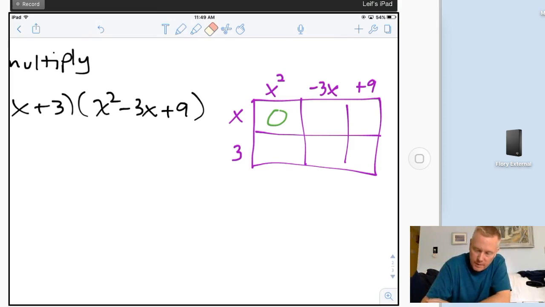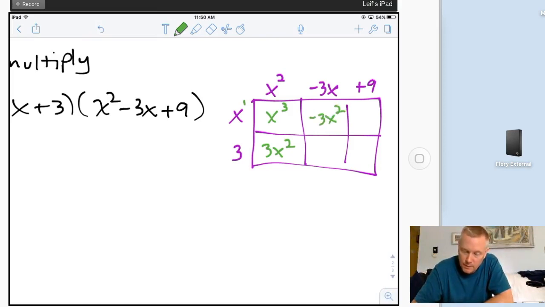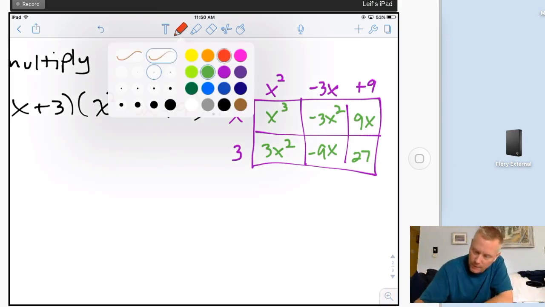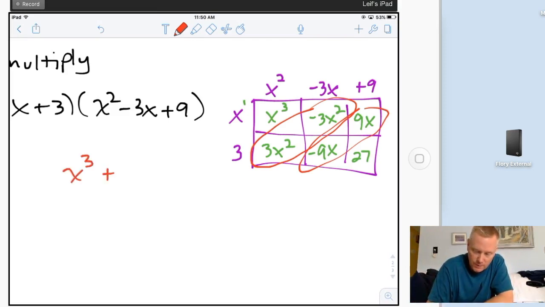That one's going to be x squared times x, which is x to the third. Remember, you add the exponents, that's got an implied 1. x squared times 3 is 3x squared. Excuse me, negative 3 times x is negative 3x squared. Negative 3x times 3 is negative 9x. x times 9 is 9x. 3 times 9 is 27. I can combine some boxes together here. In fact, an interesting thing happens here. Those cancel, and so do those, which leaves me with x to the third plus 27.